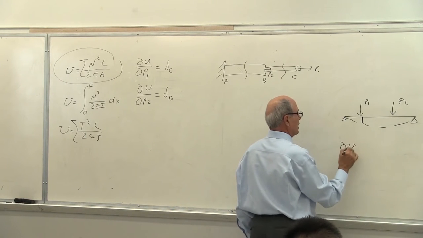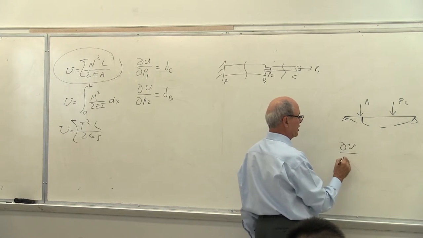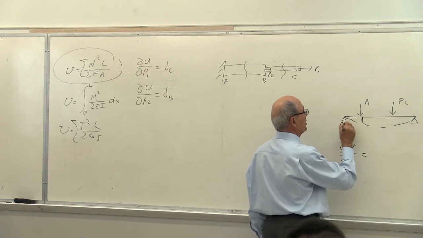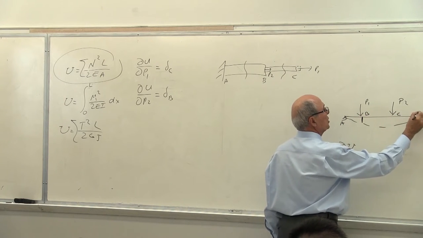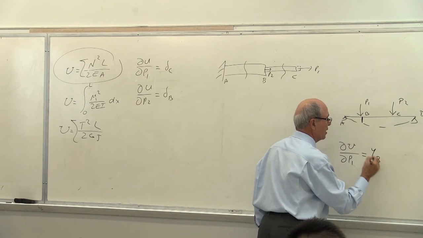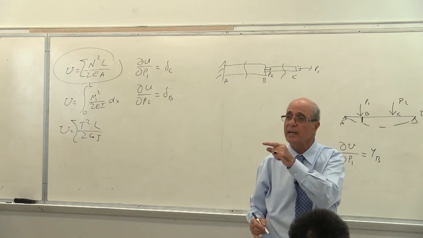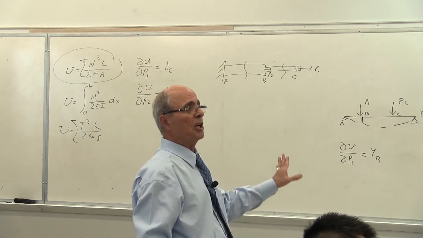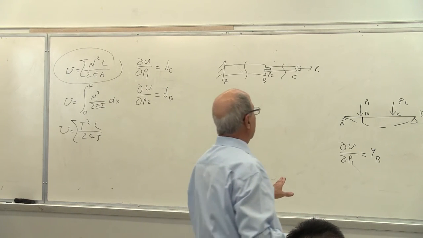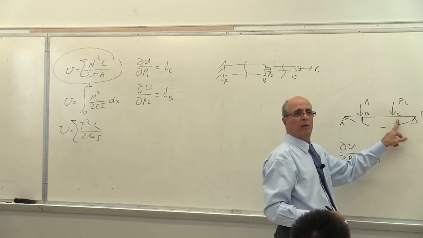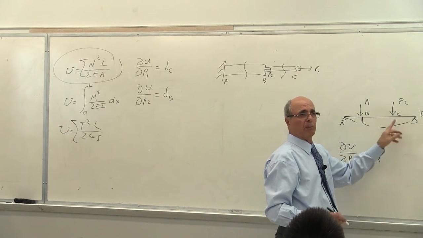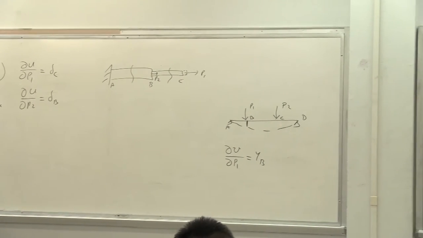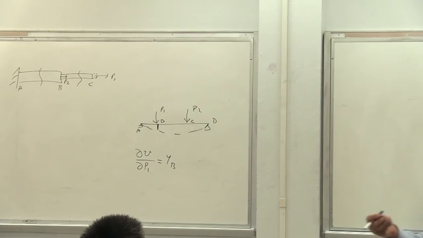If I calculate dU the way with the integration method, and take the derivative of dU with respect to P1, so if this is point A, this is point B, this is point C, this is point D, I have calculated yB. Still, I cannot calculate theta B. Is that correct? Which I'm going to discuss today. Everybody understood this one? Yes or no? You can calculate yB or yC, correct? But the result was this. The derivative of the energy with respect to any load gives me displacement under that load, yes or no?